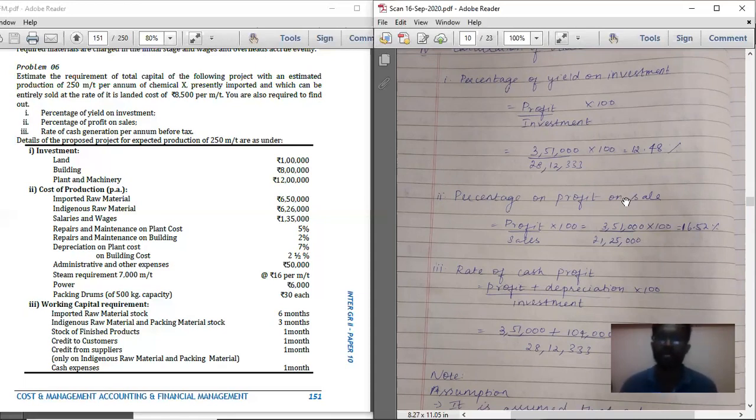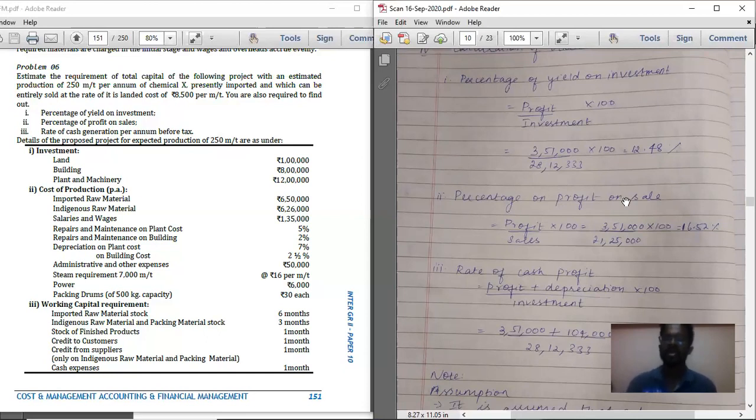Below that, small Roman number 2, percentage of profit on sales. Percentage of profit on sales is equal to profit divided by sales into 100.